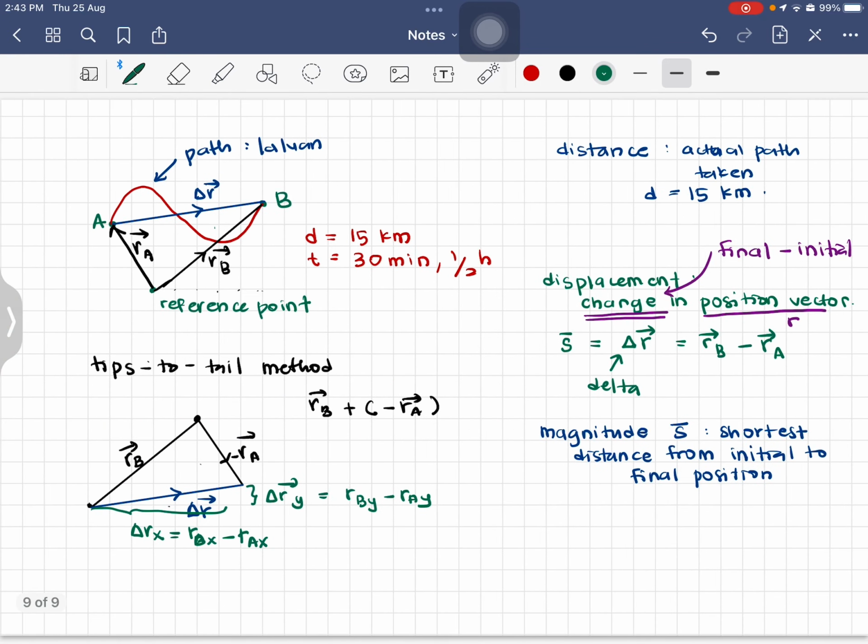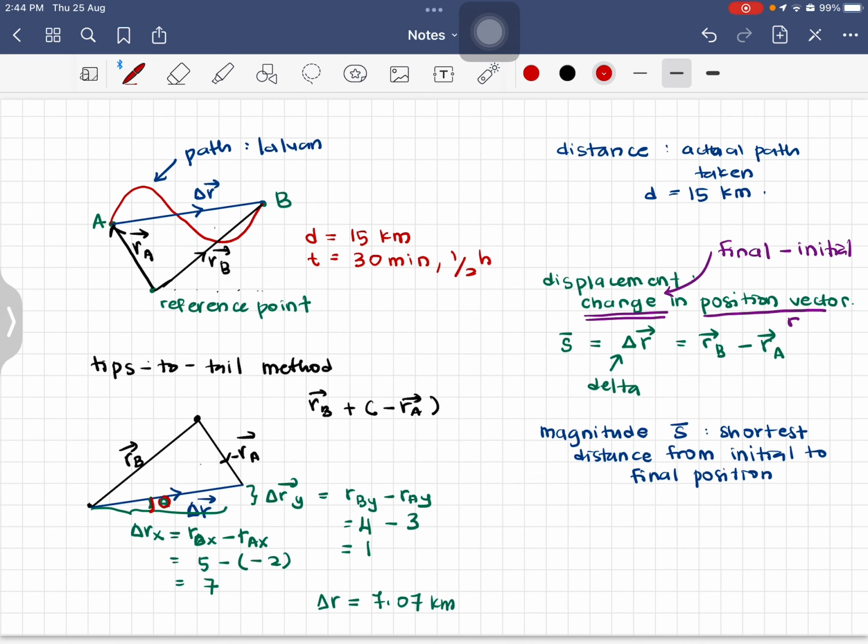So I just use it here. 4 minus negative 3, I get my delta RY as 7. Negative 5 minus negative 2, so I get 1 here. Okay, using the Pythagoras theorem, I will get delta R equal to 7.07 km.